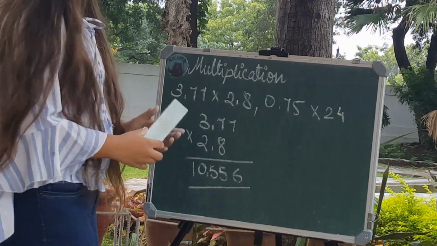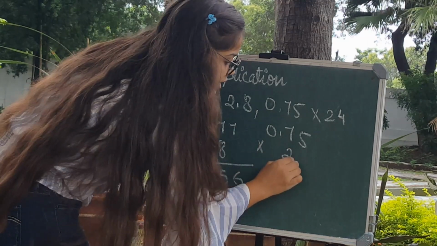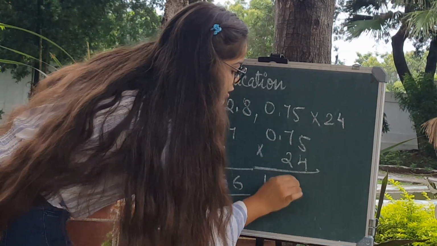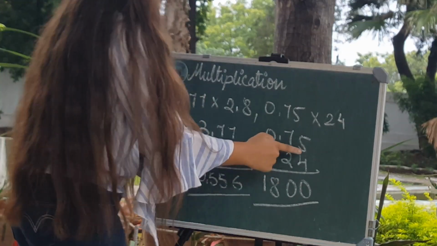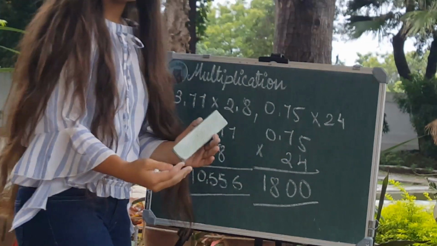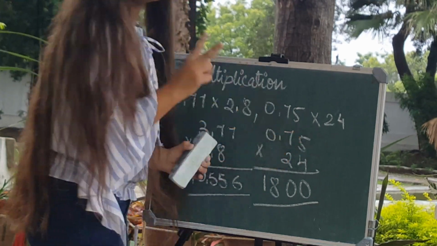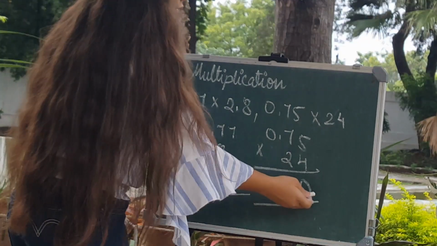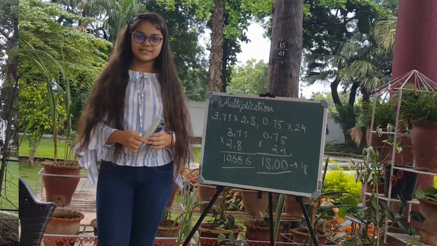Now let us solve the second example. 0.75 into 24. We get 1800. Now, as I told you earlier, you have to see the numbers after the decimal point. Here we do not have any digit after the decimal point, right? Only in this number we have. So that will be 75, which are 2 digits. So we have to shift it by 2 digits. So we get 18.00, which is nothing but 18. And that is how simple multiplication of decimals is.